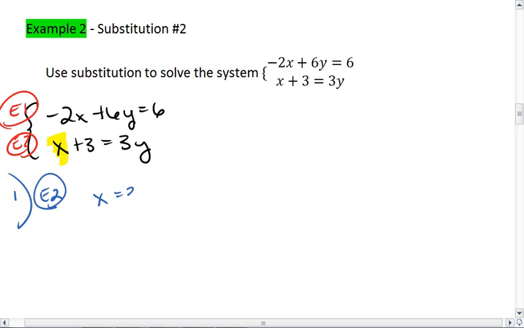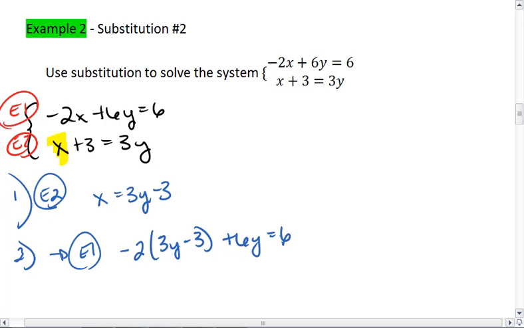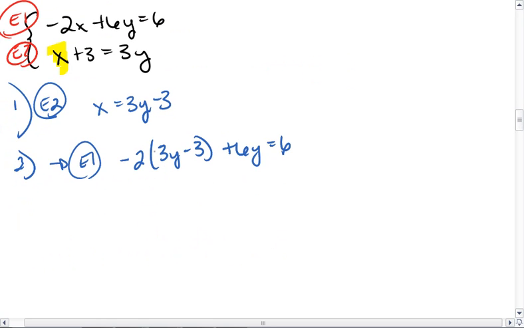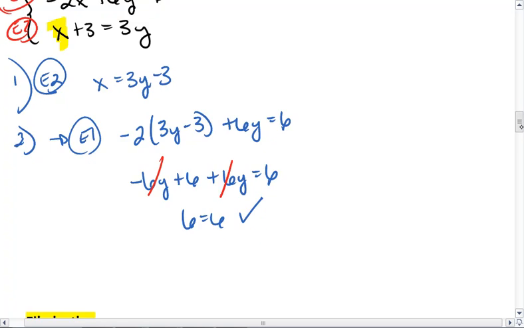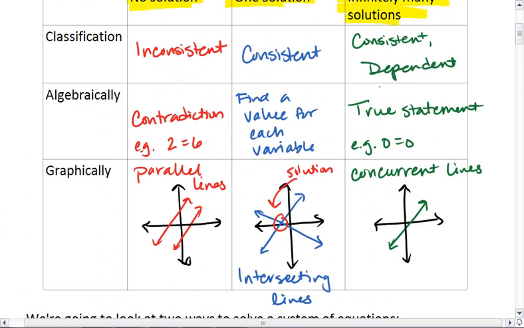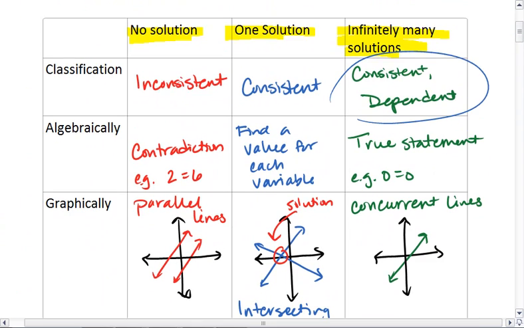We get x equals 3y minus 3. I'm going to substitute this into equation 1, which gives me negative 2 times (3y minus 3) plus 6y equals 6. Distribute your negative 2. You get negative 6y plus 6 plus 6y equals 6. Negative 6y and 6y cancel, leaving me with 6 equals 6, which is a true statement. This means we're dealing with a consistent, dependent system with infinitely many solutions.